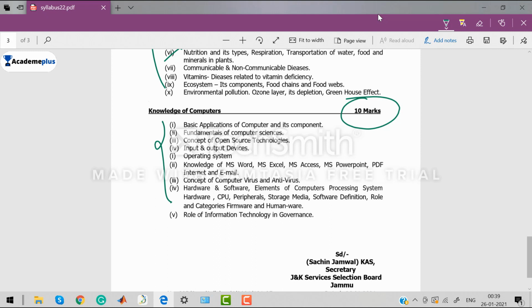So if you are not a computer science student, it will not take you too much time to understand the basic computer terminologies, right? So nothing is new here, right? Suppose you had to understand the basic applications of the computer and its components, the fundamentals of computer sciences, concept of open source technologies, and input and output devices. Then there is your operating system. I don't think there is anything like rocket science here. So you will easily get these 10 marks if you wish.